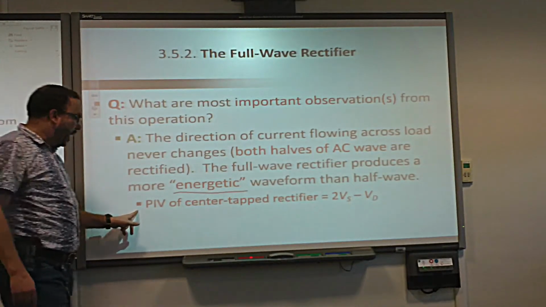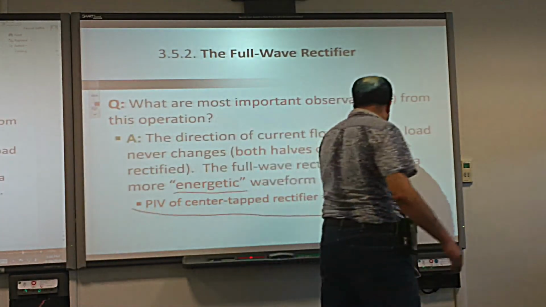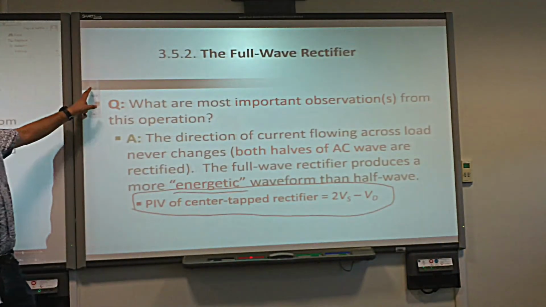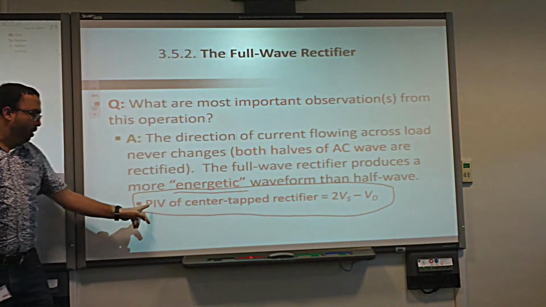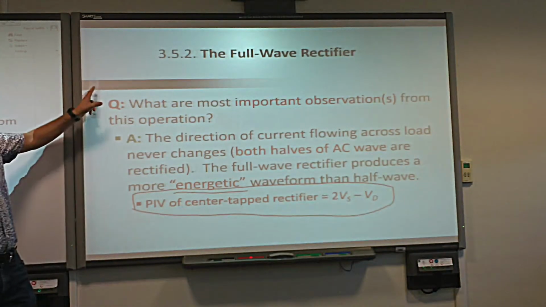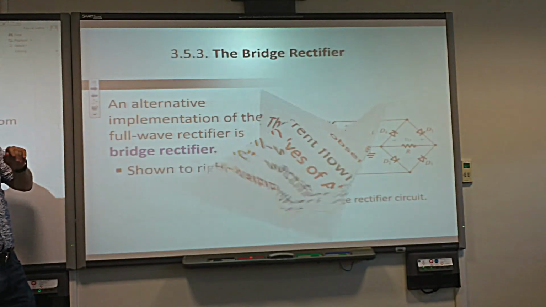Now, the PIV of the center tap rectifier is equal to 2 Vs minus Vd. Can somebody tell me how we found the PIV equal to 2 Vs minus Vd? So what does it mean?